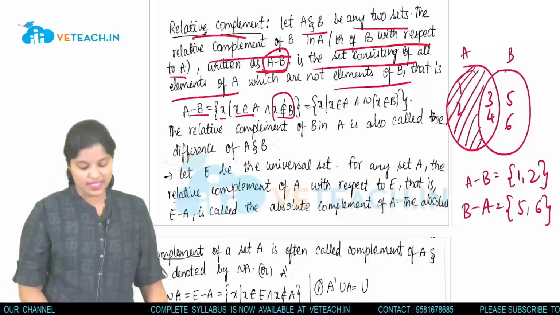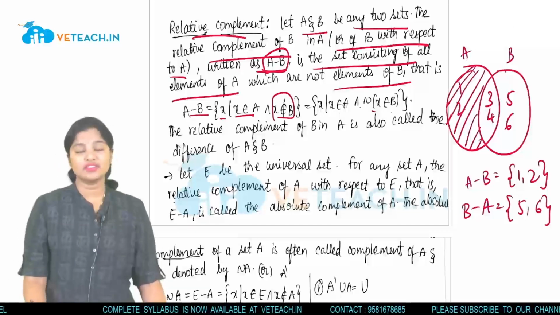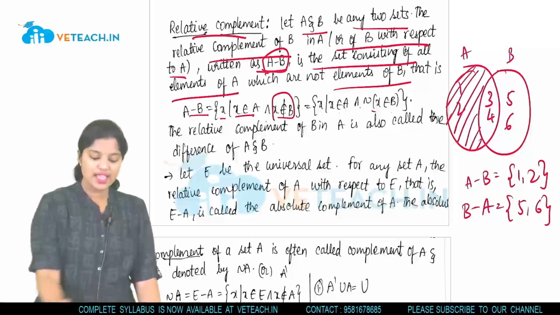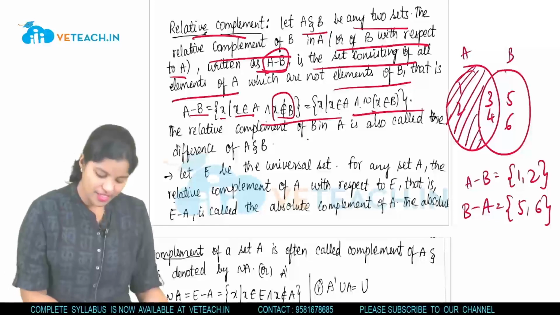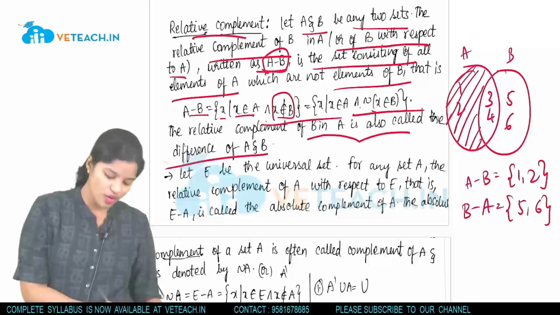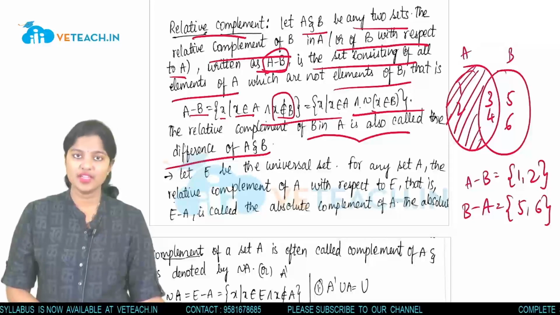So A minus B means x such that x belongs to A and x does not belong to B. That is, x belongs to A and negation of x belongs to B. Negation of x belongs to B means x does not belong to B here. The relative complement of B in A is also called the difference. I already told you, A minus B, that is the difference of A and B.